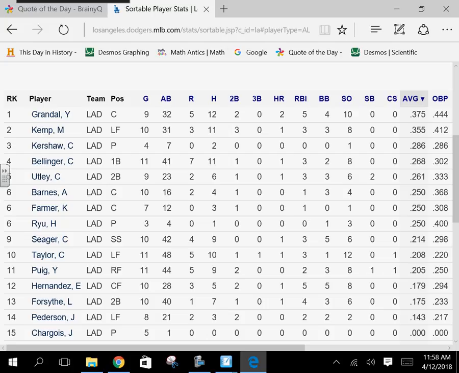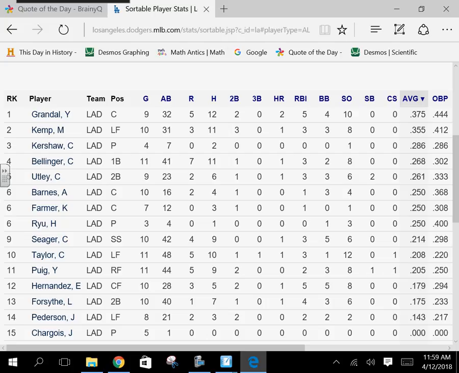Does anybody know what G stands for in baseball? What does G stand for in baseball? I'm asking them because you're already done. This means games, how many games they played. So Yasmani played 9 games, Kemp played 10, and so on. The season's only like 2 weeks old, I think.